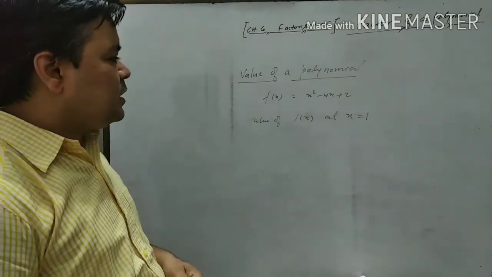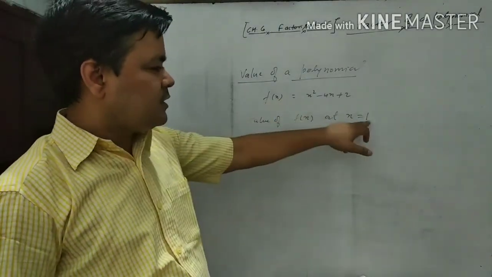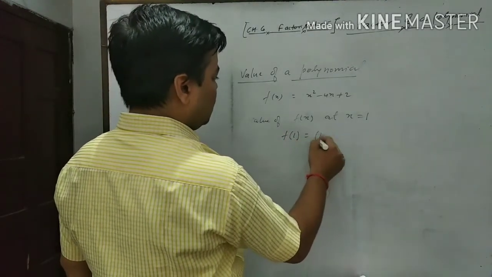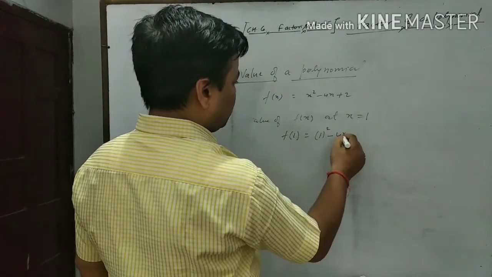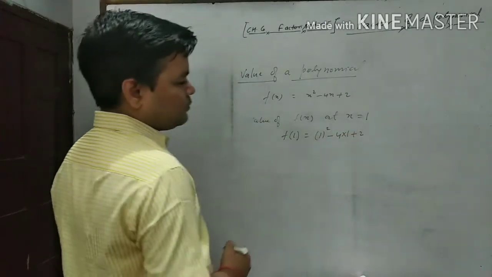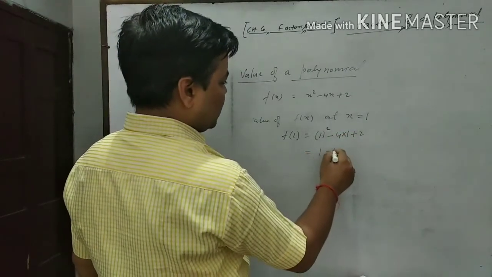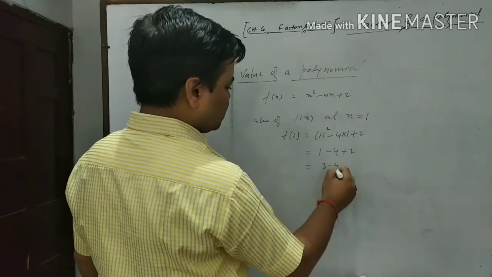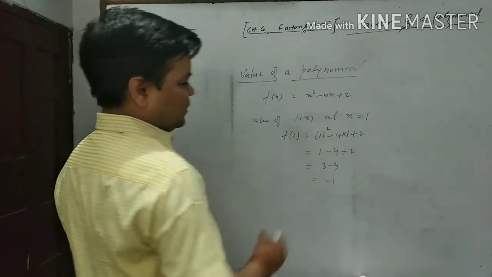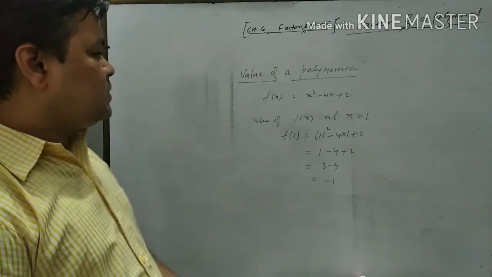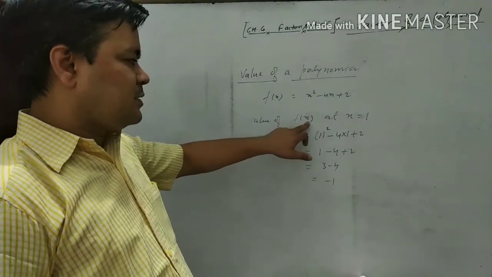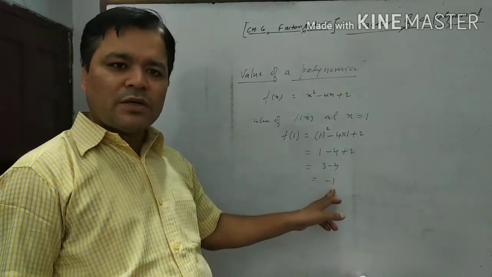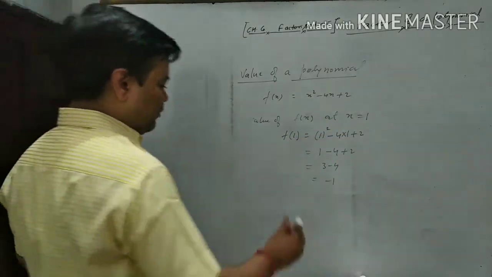How do we find it? In place of x we just write 1. It will be f(1) equal to 1² minus 4 into 1 plus 2. Its value will be 1 minus 4 plus 2, so 2 and 1 make 3, minus 4, and its value will be minus 1. So the value of the polynomial f(x) at x equal to 1 is minus 1.